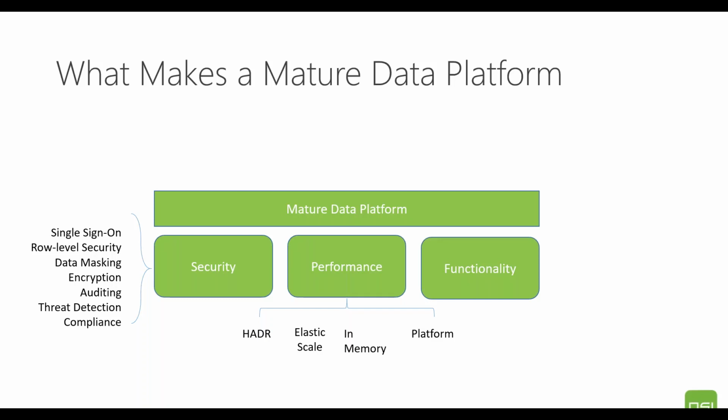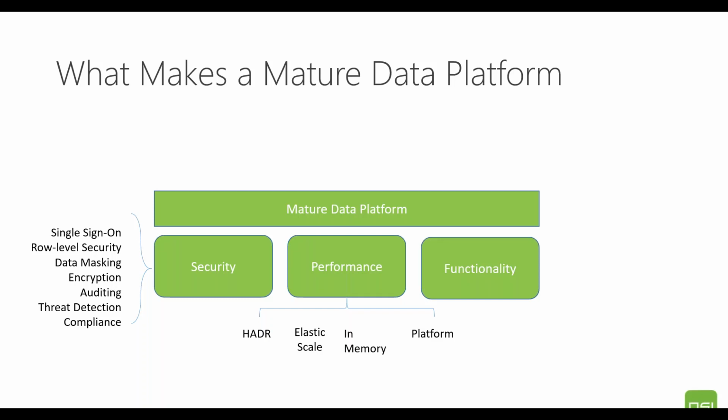Things like data masking and row-level security, they allow me to control not only access to the data platform itself, but to specific records within the platform. Encryption is key. As we've seen from all of these breaches and data thefts, I need to protect my data at rest. I need to protect my really sensitive data at all times, and so encryption becomes a big part of that.